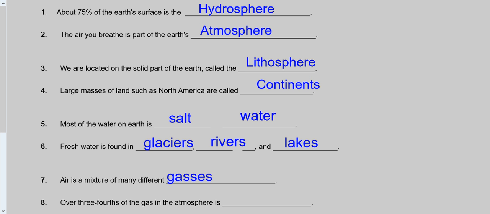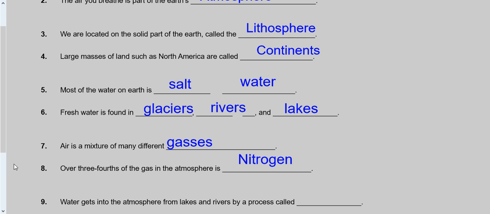Air is a mixture of many different gases. We have nitrogen, oxygen, carbon dioxide, methane, but over 3/4 of the gas in the atmosphere is nitrogen. The chemical symbol for nitrogen is N2. So the air that you're breathing is primarily nitrogen. Only 21% of it is oxygen. It says over 3/4, which would be 75%, but it's actually 78% nitrogen.